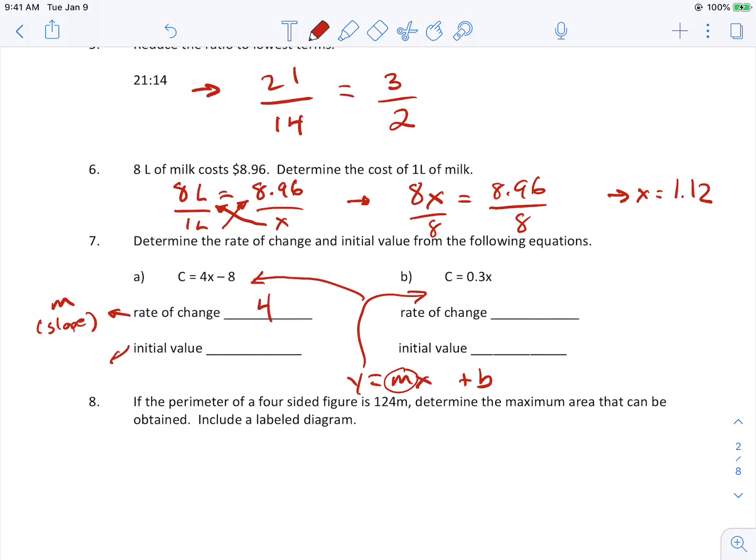Our initial value, we're going to call that our b for now, or our y-intercept. And here, it's negative 8. Okay? On the other side, our m value is whatever is connected to our x, so it is 0.3. Our initial value, well, we don't have anything over here, so how do you represent that in math? Well, that means it's 0.